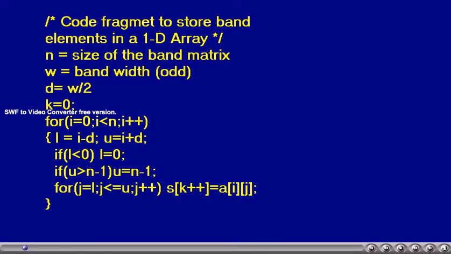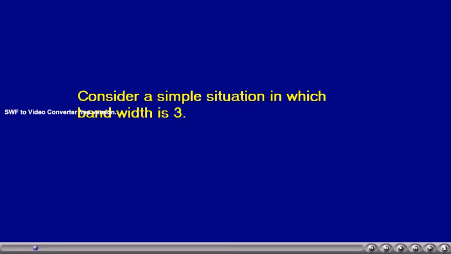This code fragment will allow us to store the band matrix elements, meaningful elements, in the 1D array. Consider, for the sake of easiness, a band matrix of width 3. That is, in any row, the meaningful elements along the diagonal will not be more than 3.